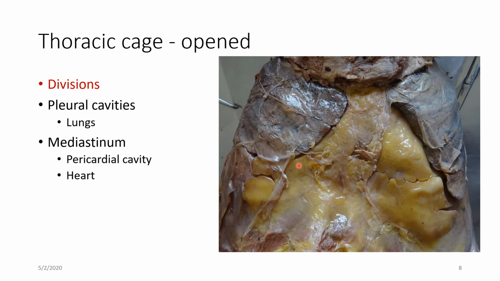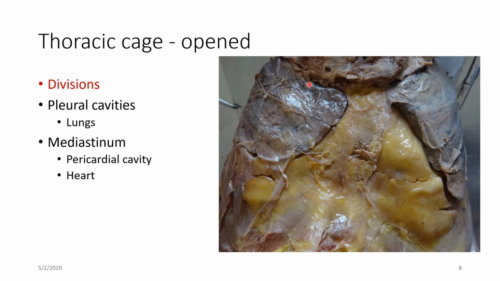This is the mediastinum area, and you are seeing the fat, and this is the part which is known as the anterior mediastinum, which is seen immediately behind the sternum. If you remove this fat, you can see the heart enclosed in pericardium, that becomes the middle mediastinum.